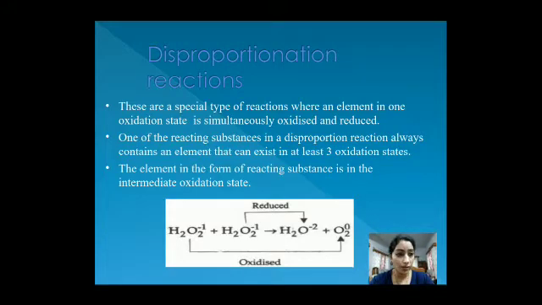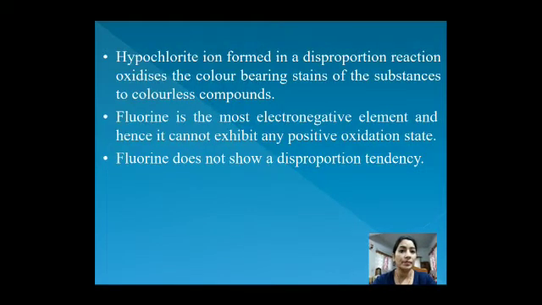Example, whenever we are taking 2 molecules of hydrogen peroxide, H2O2, one time the oxygen of the first hydrogen peroxide is oxidizing and the second time the oxygen of hydrogen peroxide is reducing. We can say in the first hydrogen peroxide the oxidation state is -1 and reaching to 0. Second, -1 to -2. This is a reduction. Hypochlorite ion formed in a disproportionation reaction oxidizes the color-bearing stains of the substances to colorless compounds.